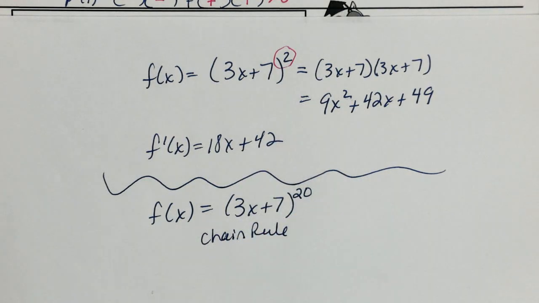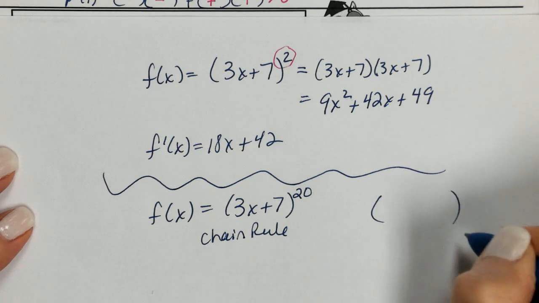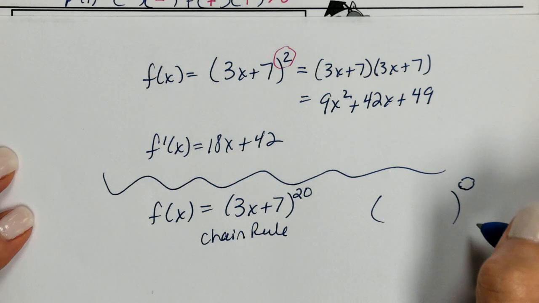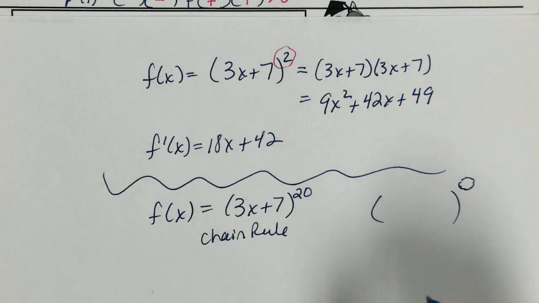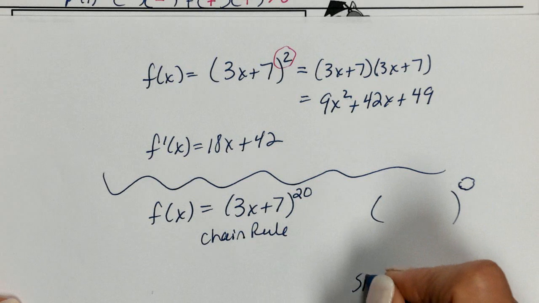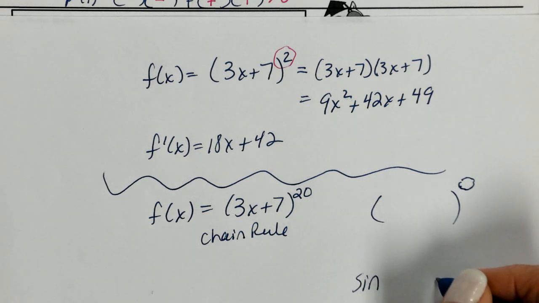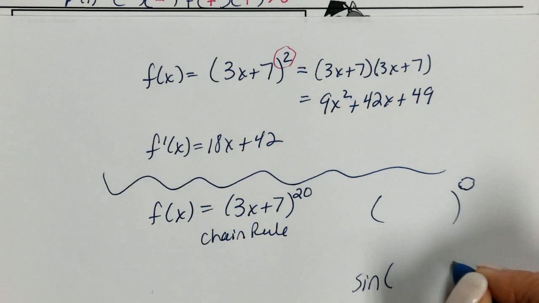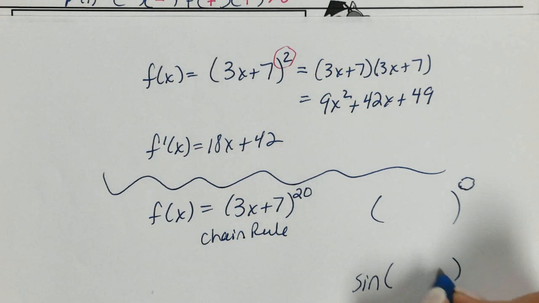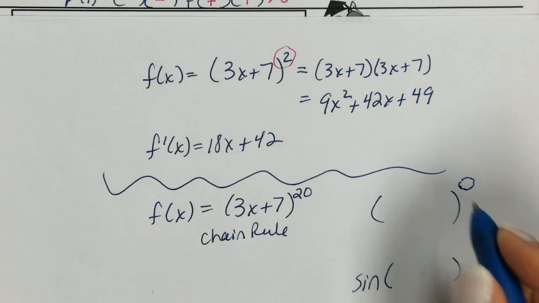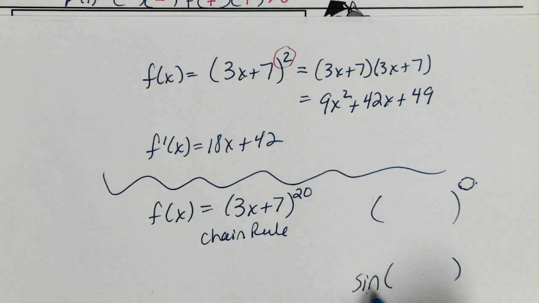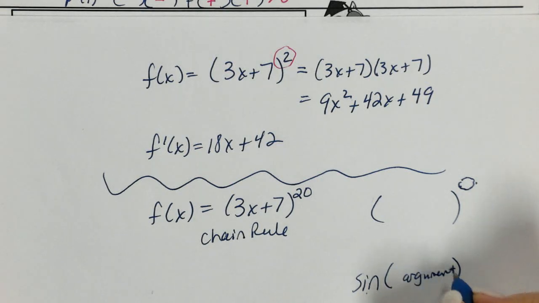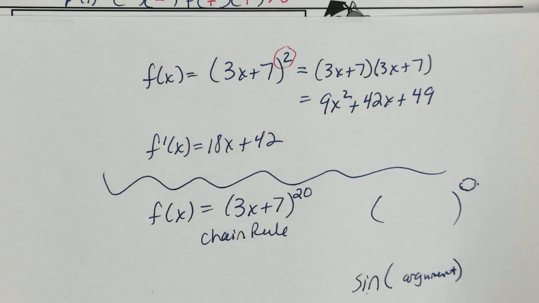When to use the chain rule? When you have something in parentheses raised to a power, or when you have a function like sine, cosine, natural log, e to the x, e to a power, a function with not a plain x. So whether you have parentheses to a power or a function whose argument is not a plain x, then you use the chain rule.